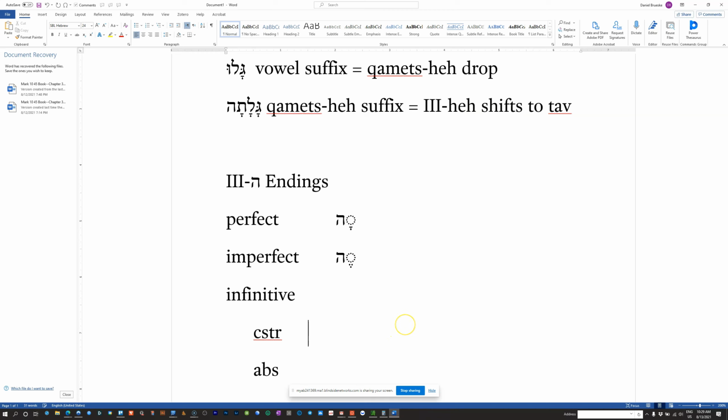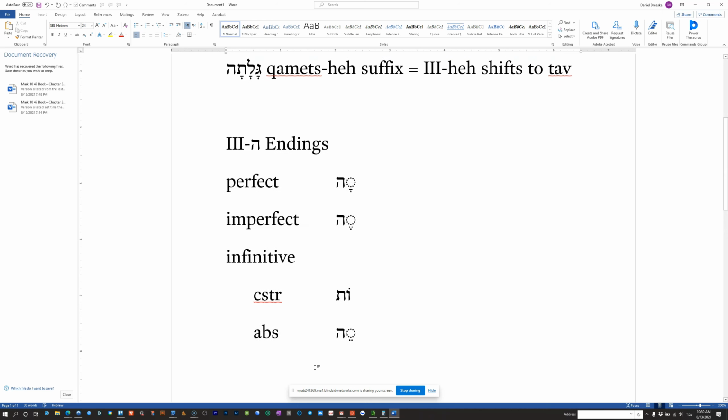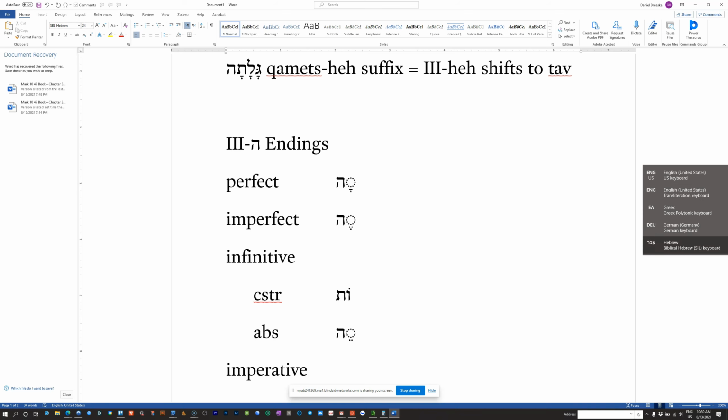The construct form will end in the tsere is going to shift to a holam vav tav. In the absolute form, the tsere is going to shift to a tsere. And then we will also eventually learn the imperative form, in which we will also have a tsere here.